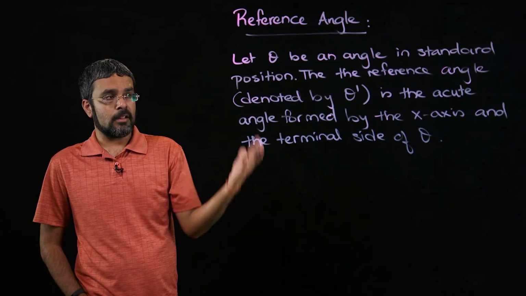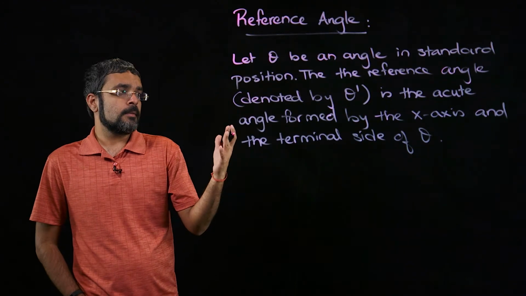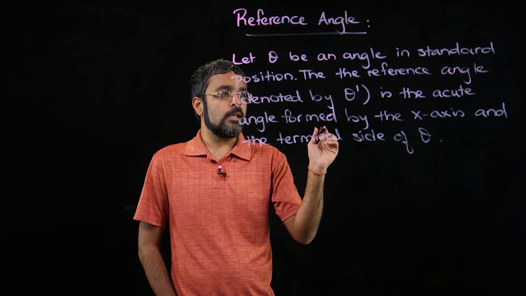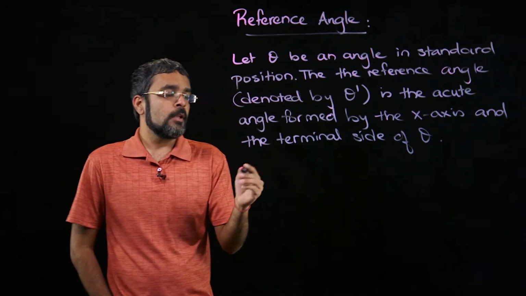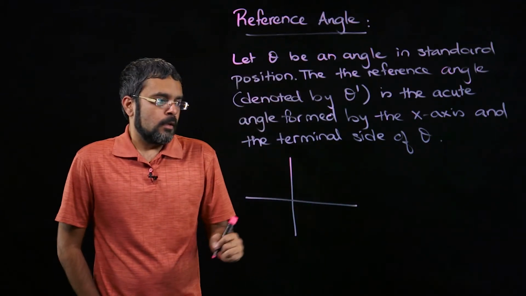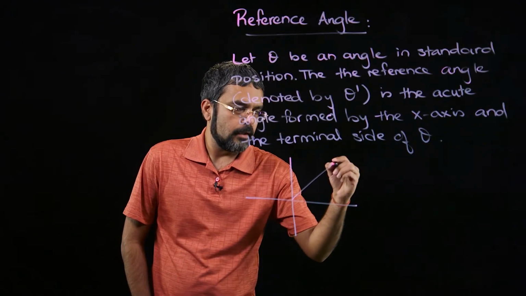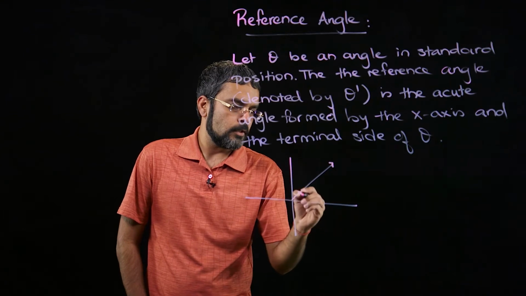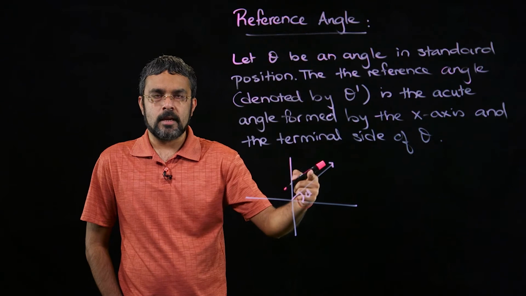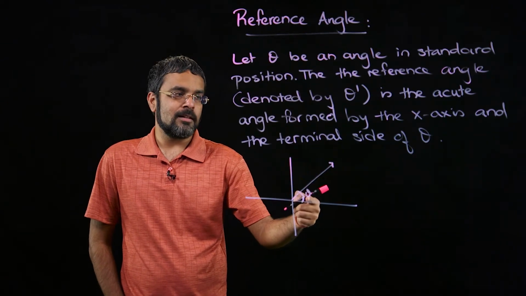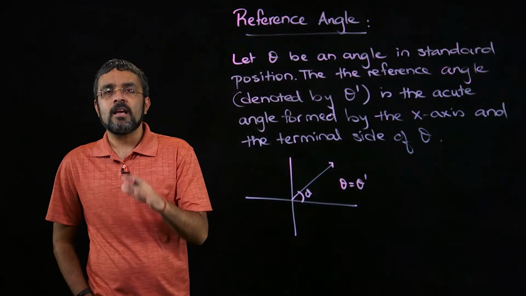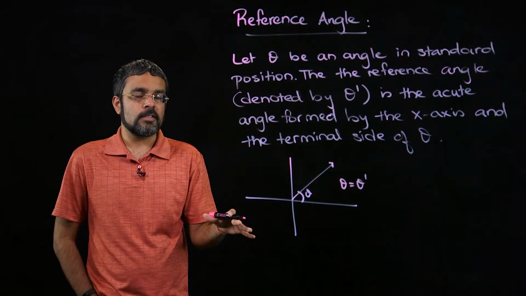side with your angle theta, and its other side is going to be on the x-axis. Okay, so as an example, if this was my angle, let's say this is my angle theta, this is my terminal side. Now here theta is already an acute angle, so in this case theta will be theta prime. If the angle is acute, then that is going to be your reference angle.